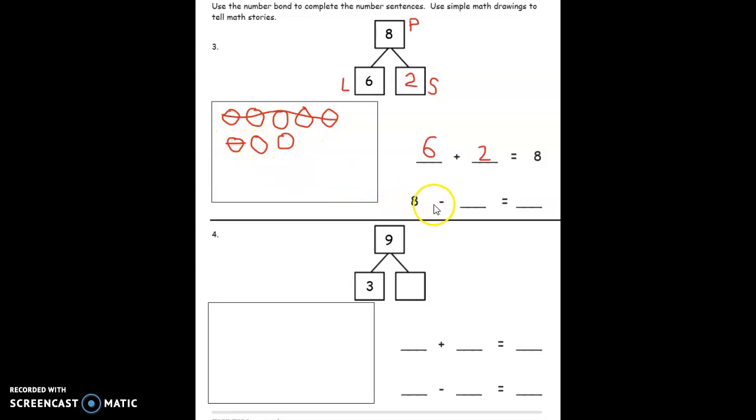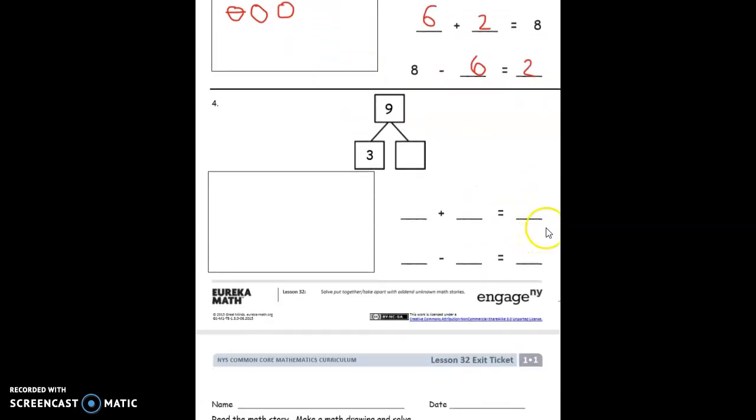Now let's do our subtraction. Our biggest number, our total, always goes in the front. And if we lose 6 of them, how many do we have left over? 2. Question 4.